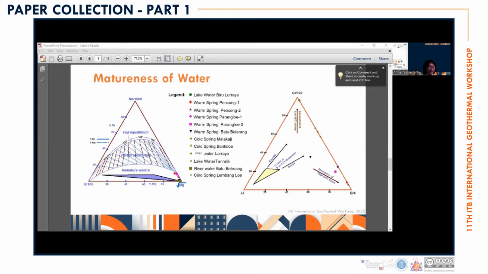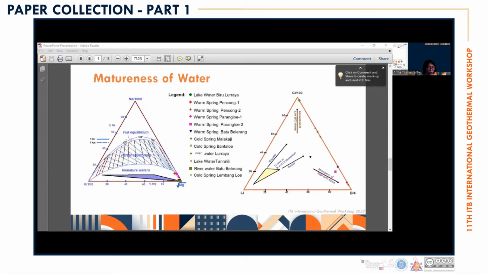The Na-K-Mg triangle diagram is principally used to determine one spring condition as the end result of two processes that occur during the journey of the reservoir fluid to the surface. So we can see that the Pencong group, Pencong and Paranglo, is plotted at the lower boundary of the partial equilibrium zone, while the Batu Belerang and the cold water of the acid crater Luraya or Biru Lake or Blue Lake are all in the corner of magnesium, the immature water zone.